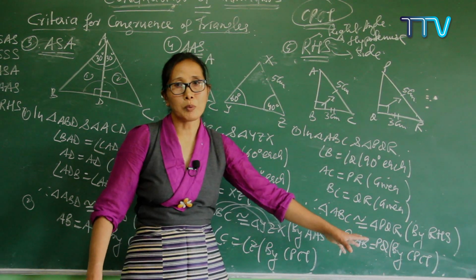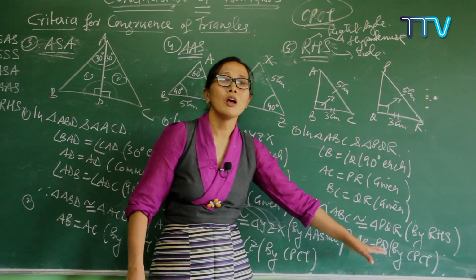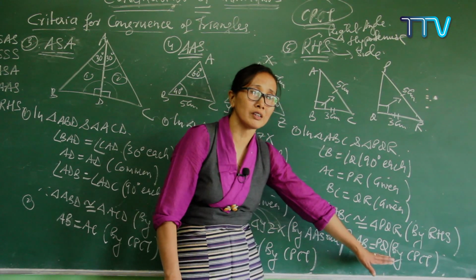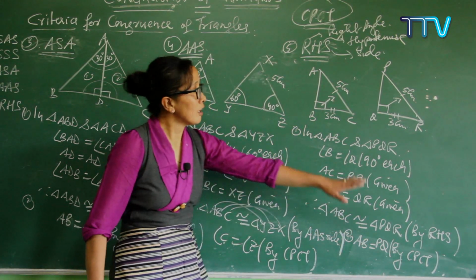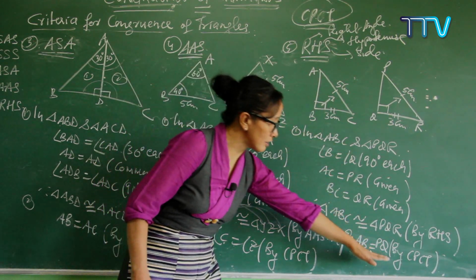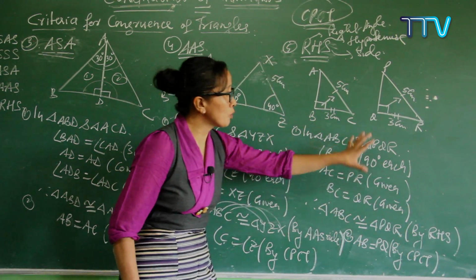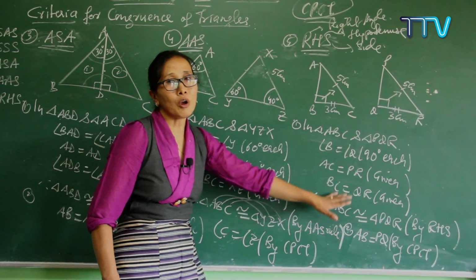CPCT means corresponding parts of congruent triangles are always equal. You don't need to write the full form. You can just write in short form like this. Okay. So now this is the thing you can write. CPCT you use. How do we use CPCT? And how do we present this in your exam and in your books?